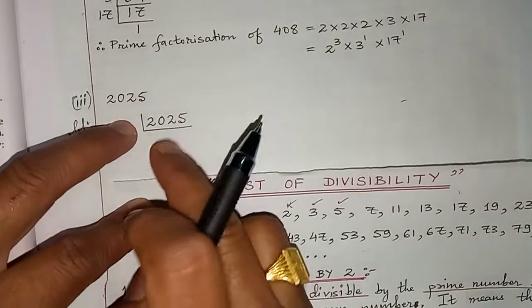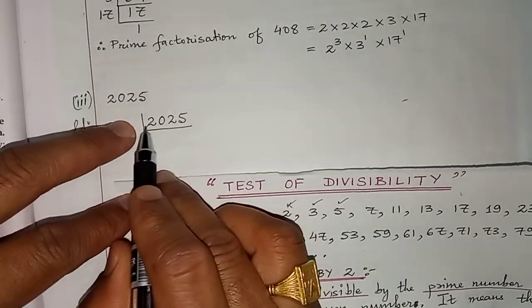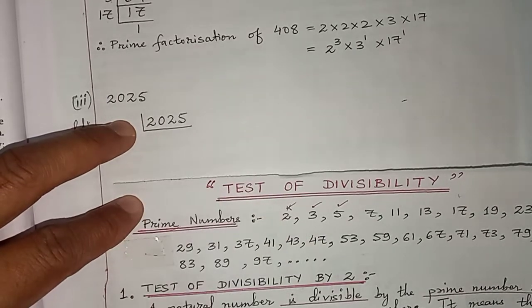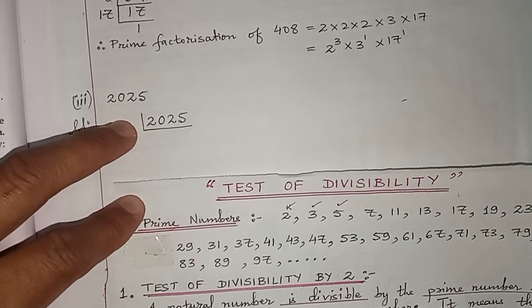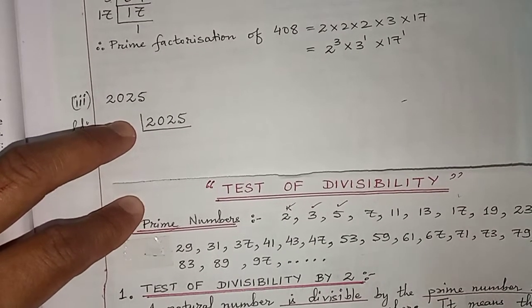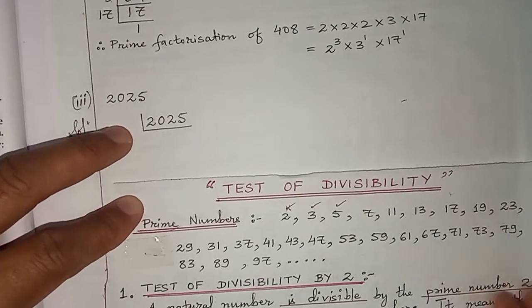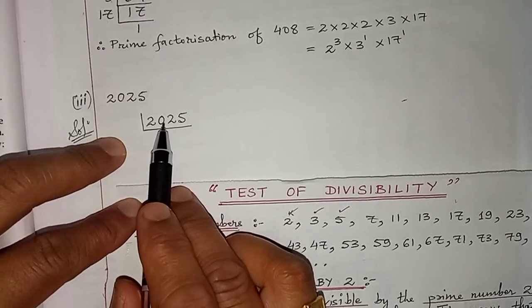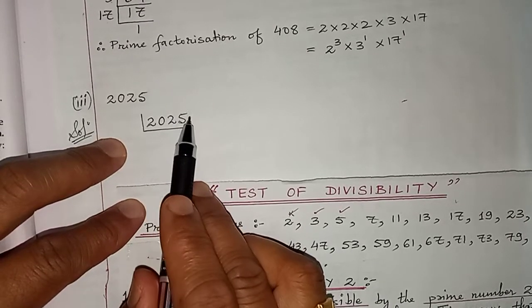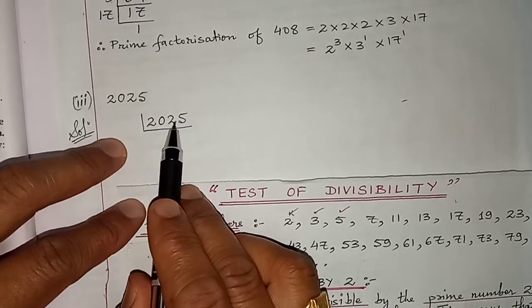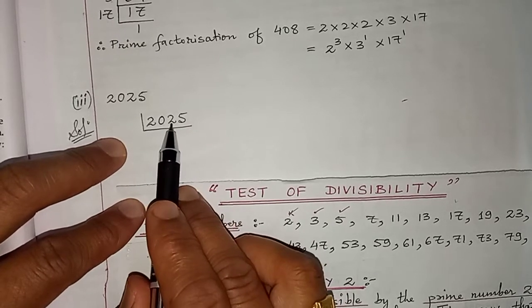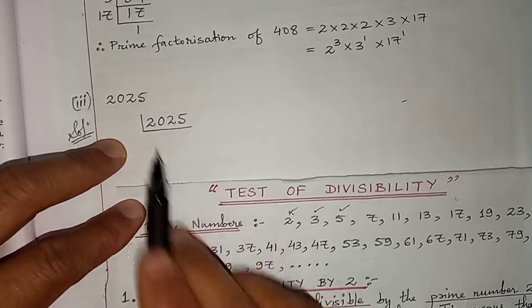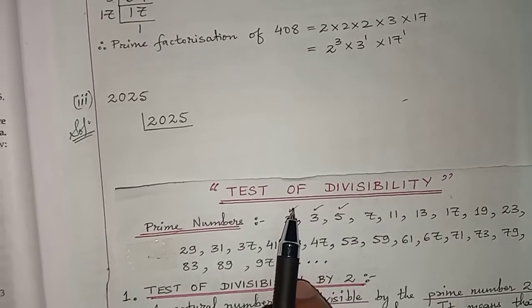I told you that for 3 you should add all the digits here and find out the total. And you have to check whether that total comes in the table of 3, that is, whether it is a multiple of 3 or not. So let's add them. 2 plus 0 is 2, 2 plus 2 is 4, and 4 plus 5 is 9. So the sum here is 9.